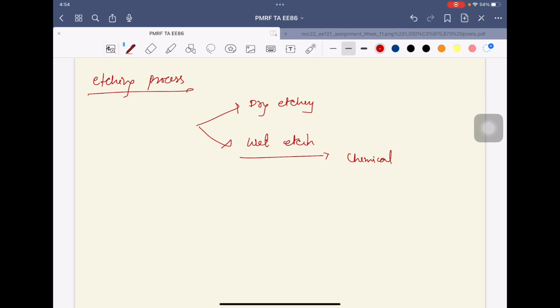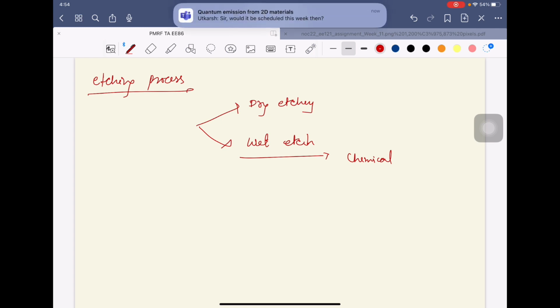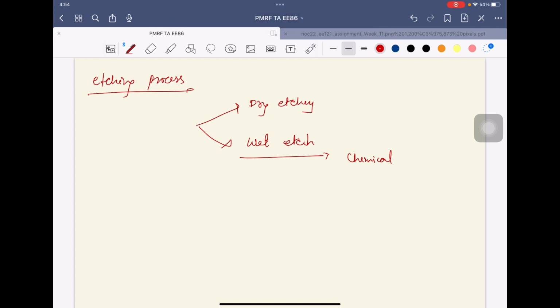Similarly, with some specific base and acid combination you can etch the dielectric also. Okay, so this depends only on chemicals. You have to be more on the chemistry side in this wet etching.